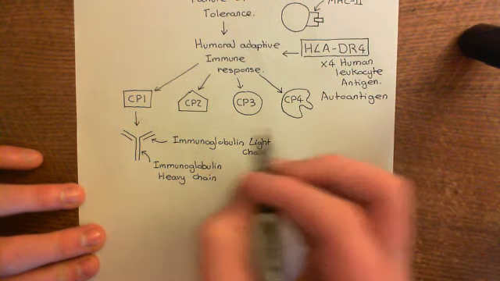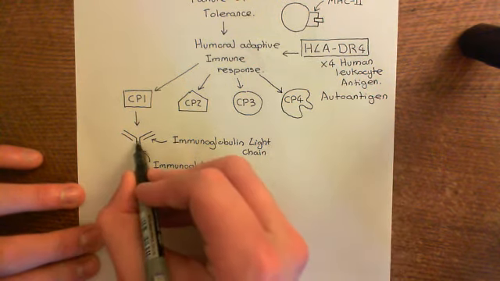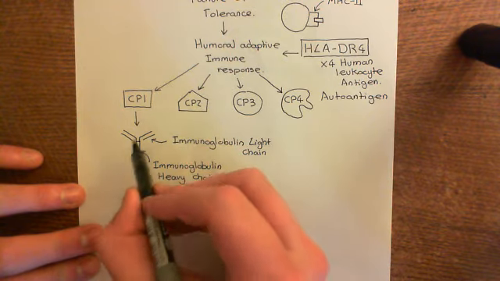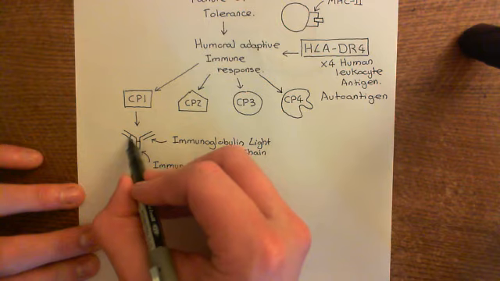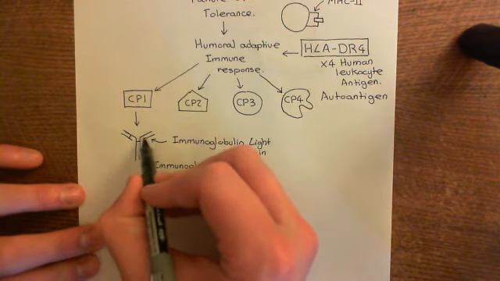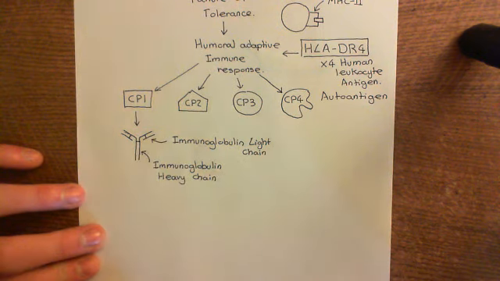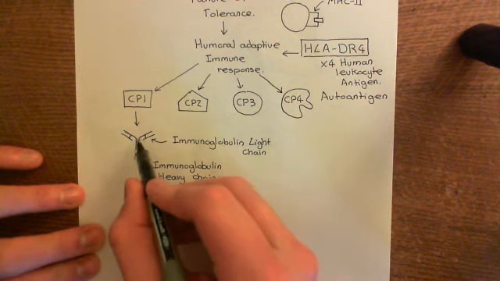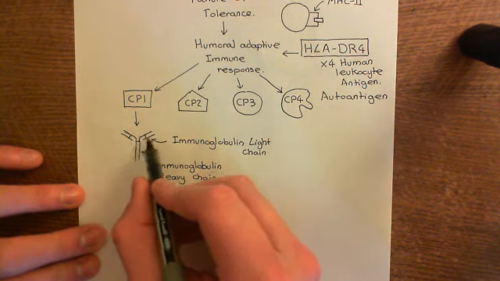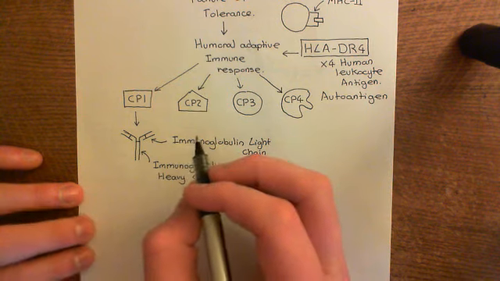Now, the 2 immunoglobulin heavy chains are linked together by disulfide bonds. And each of the immunoglobulin light chains is linked to an immunoglobulin heavy chain, again by disulfide bonds. So this is the structure of an antibody. It consists of these 2 immunoglobulin heavy chains and these 2 immunoglobulin light chains.